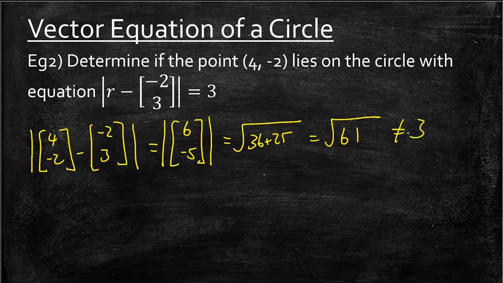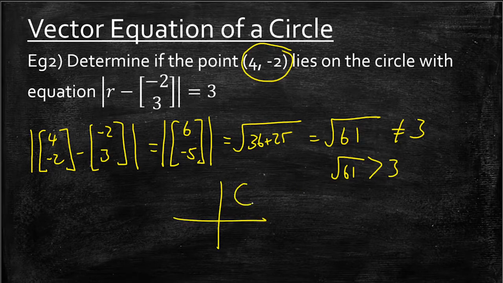Okay, and that does not equal 3. Now, the square root of 61 is actually bigger than 3. So because the square root of 61 is greater than 3, that means that this point doesn't lie on the circle, it lies outside the circle. Because if it did lie on the circle, it would have equaled 3. If it's inside the circle, the modulus, so the distance of the vector to the center, will be less than 3. So I'll just put that on there now for you so you can see what that looks like.